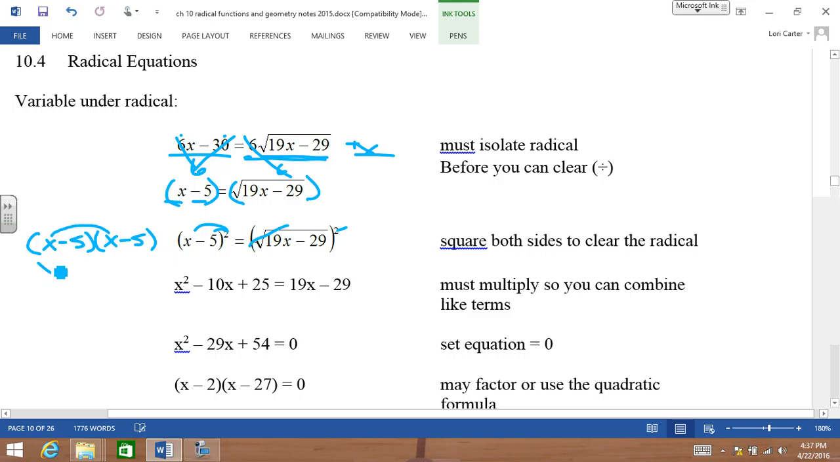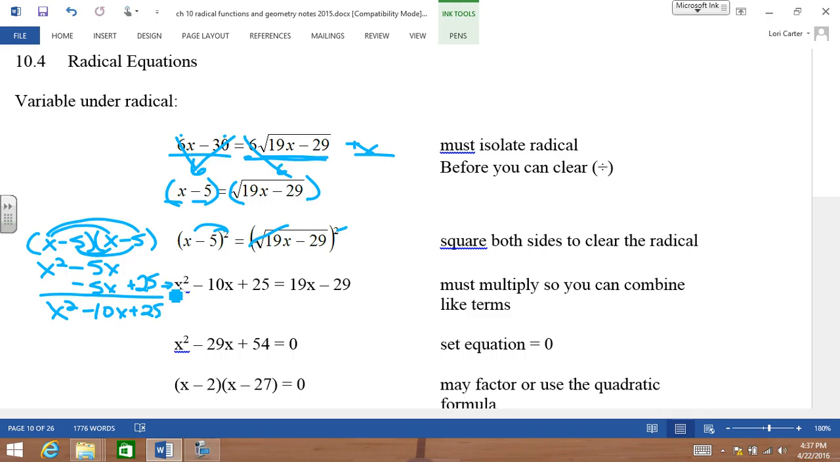So that gives us our x squared minus 5x minus 5x plus 25. If you remember the shortcut and can do it in your head, please do so. So we squared the x minus 5 squared, and we've got x squared minus 10x plus 25, and a radical has cleared. So the square root is now gone.